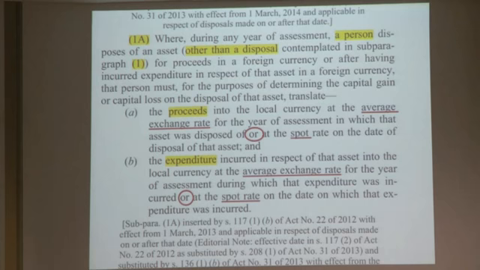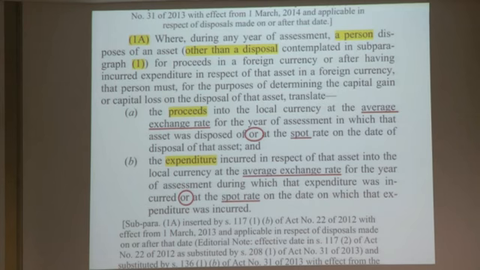For proceeds in a foreign currency, or after having incurred expenditure in respect of the asset in a foreign currency. So at least one of my amounts needs to be in a foreign currency. It can be both in a foreign currency if they're different currencies, but one of them can also be in rand. What you do then is you translate the proceeds into the local currency at the average rate for that year, or the spot rate on the date of disposal. And if you need to translate the expenditure, you do the same. It's either average for the year in which you bought it, or the spot rate on the date that you incurred that expenditure.